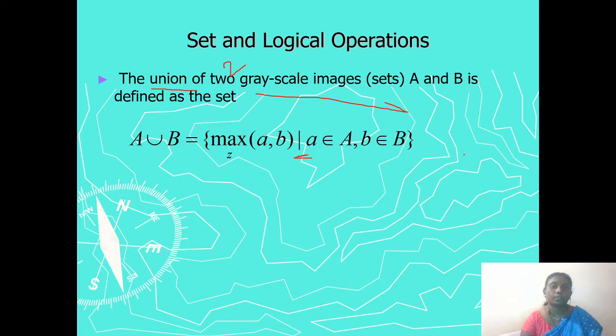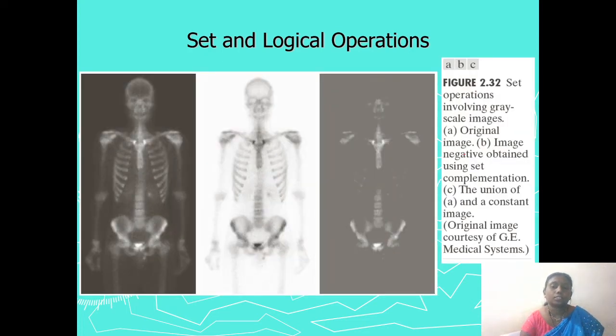By using this model, we will union two grayscale images. Then see, this is the example for the set and logical operations we just discussed. This is the original image. Suppose this is the grayscale image A, and this is the complement of A, the negative of the A image, A complement. Now this is the union of the A image with the A complement image.